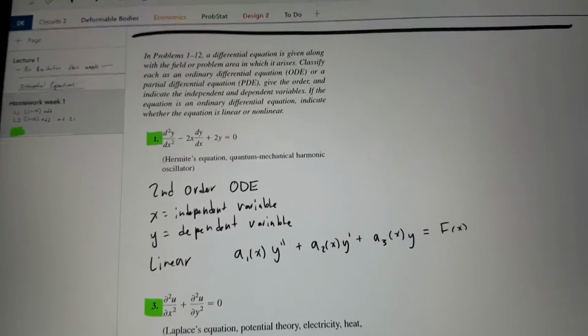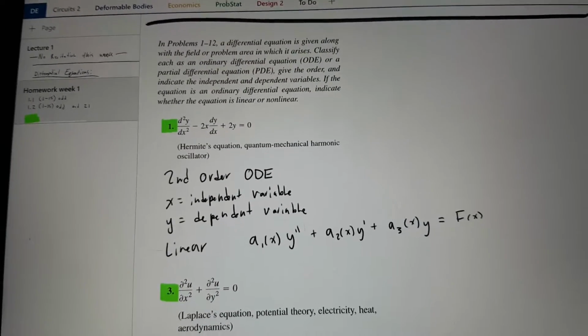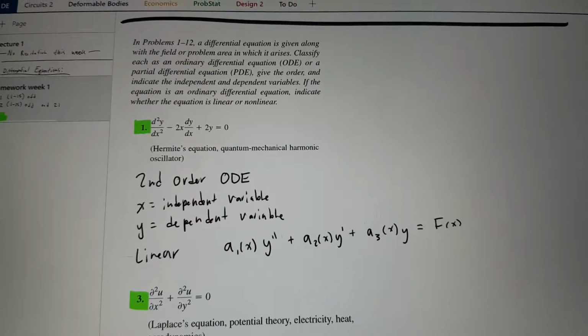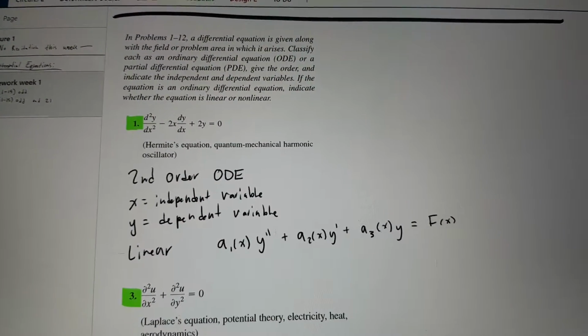Alright, so this is a week one recap. It was like 2 days of class and one lab, so there's not much here. Alright, so I'm just going through differential equations homework.